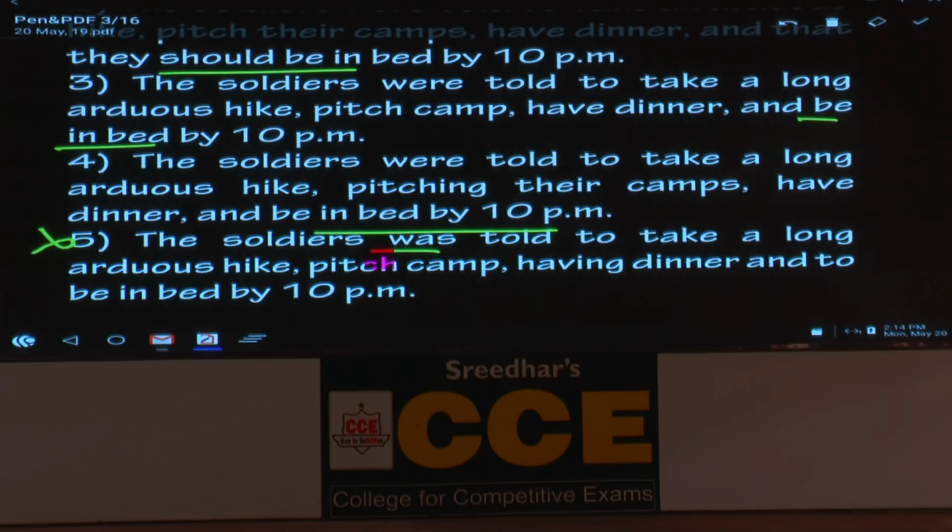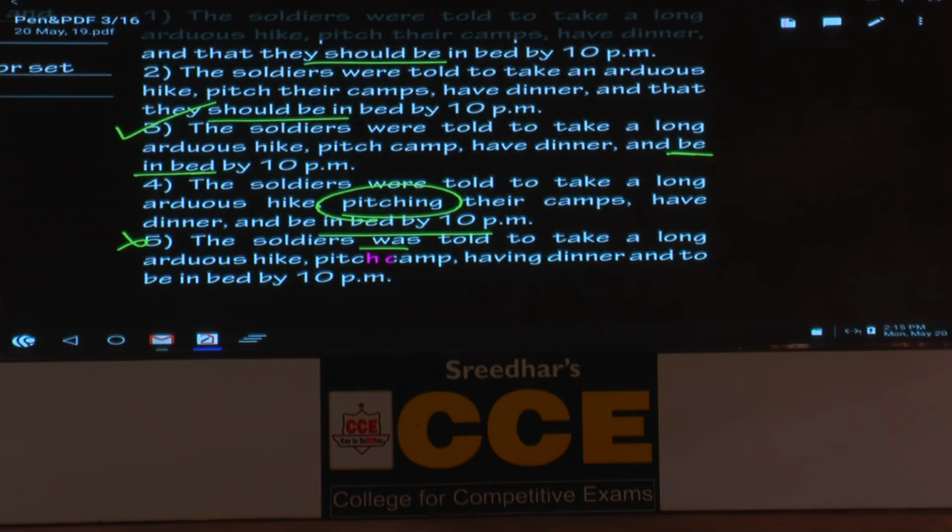I'll read out the third option. The soldiers were told to take a long, arduous hike, pitch camp, have dinner, and be in bed by 10 p.m. What is the fourth option? Take a long, arduous hike, pitching. Can you use ing form here? Then it is not parallel expression. So what is the answer based on that? Be in bed. Should be. You cannot use two helping verbs. Be is also a helping verb used as a main verb. But only one verb has been used. Be in bed by 10 p.m. Have you written the question is related to what? Parallel expression.